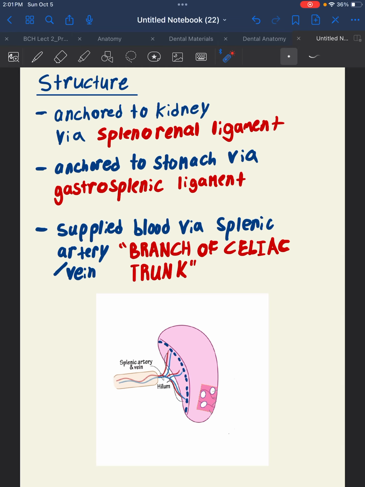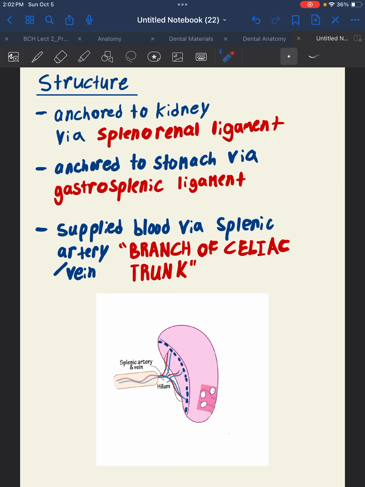So there are two ligaments you should keep in mind. There's a splenorenal ligament and a gastrosplenic ligament. The splenorenal ligament is going to connect the spleen to the kidney, and the gastrosplenic ligament attaches the spleen to the stomach. So splenorenal ligament and gastrosplenic ligament, two ligaments you should know about the spleen. Splenorenal ligament connects the spleen to the kidney. Gastrosplenic ligament connects the spleen to the stomach.